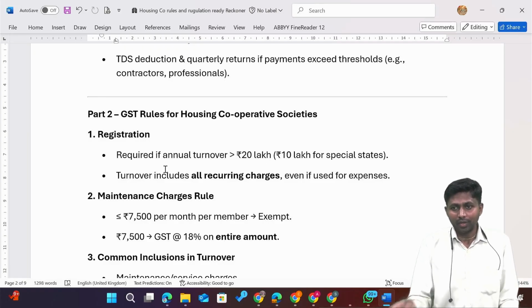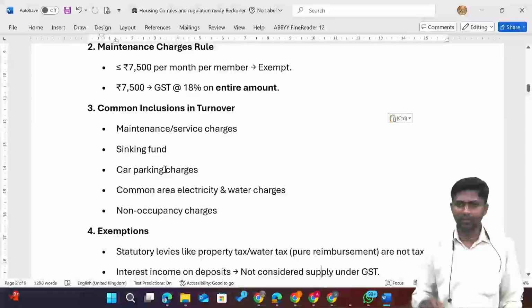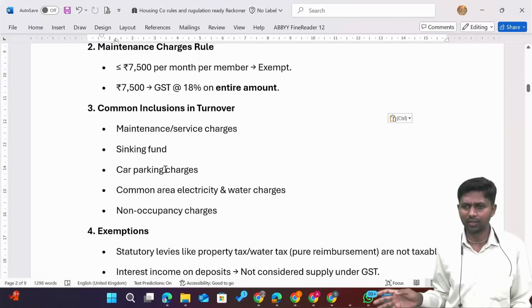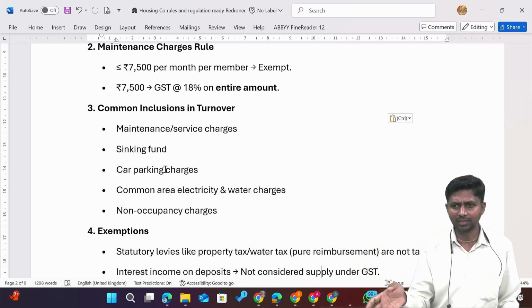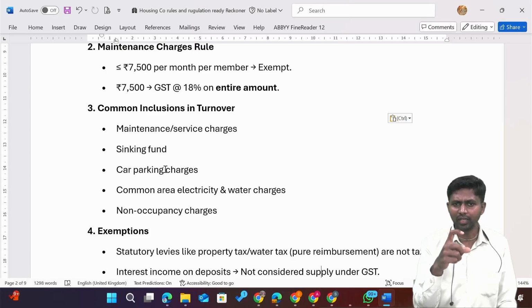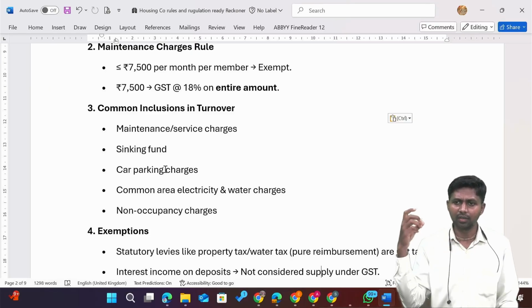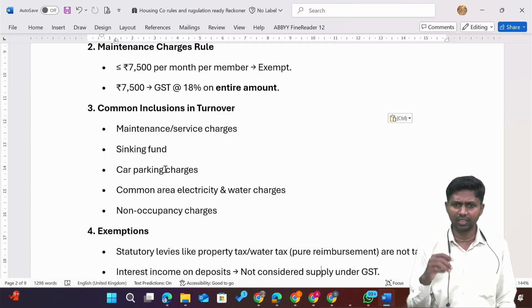Then, about turnover, you have to understand what is meant by it. So many things are included in the turnover. As per the Income Tax Act, no need to pay income tax on the maintenance charges, but obviously to calculate the threshold limit of 20 lakhs, we consider maintenance charges also. We consider sinking fund also, car parking charges, common area electricity, non-occupancy charges, all the charges. Obviously, most of the charges are included.